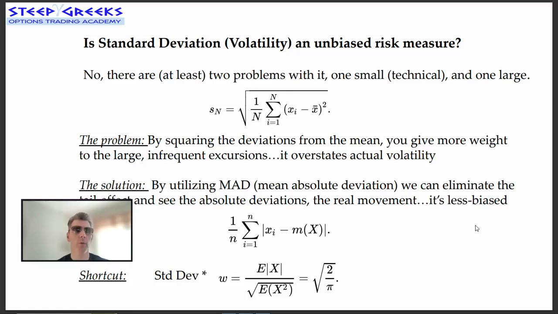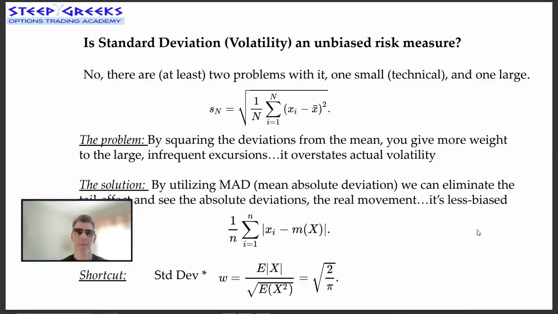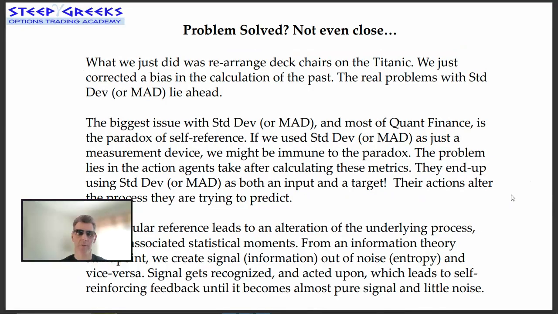It's a residual number. The shortcut to that is, rather than going through the formula, you just take standard deviation multiplied by the square root of 2 over pi. Simple, right? Okay, so that's the minor technical correction you need to do, but like I said, this is not going to matter. It's not going to help you. So by adjusting to mean absolute deviation, did we solve the problem? Not even close.